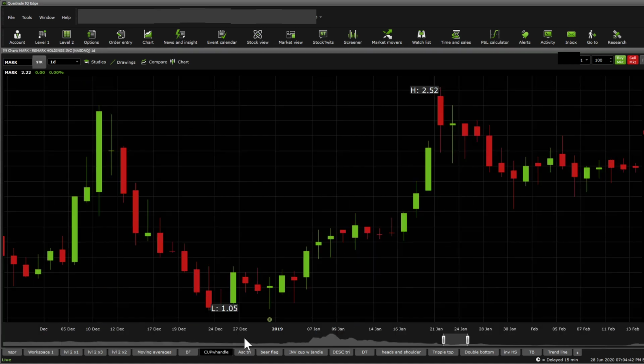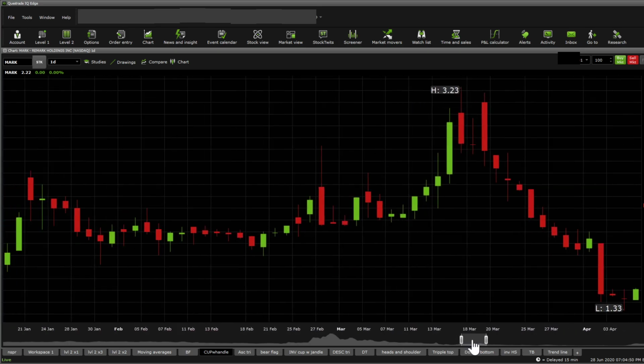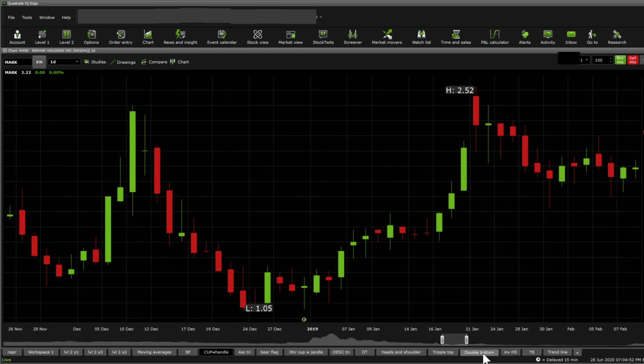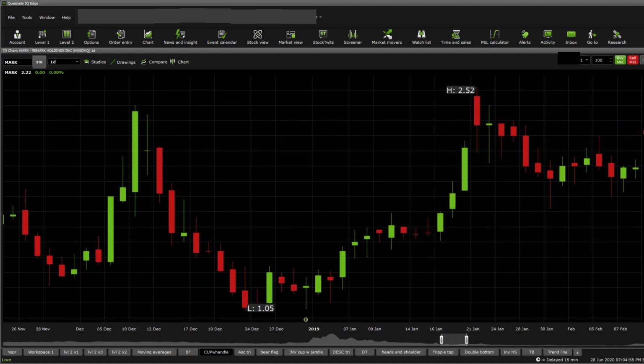The second one here is one of the most popular ones. It's called cup with a handle. It looks like a cup, right, and it's got a handle here. And then you see here it had a run afterwards. So bought around $1.05 and went almost to 323. And that's cup with a handle.